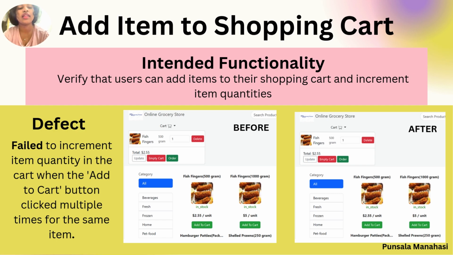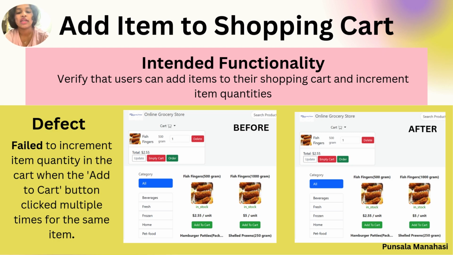Hello, I'm Punsala, and I'm going to discuss the add item to shopping cart functionality and a defect that we discovered. The intended purpose of this feature is to allow users to add items to their shopping cart and have the quantity increase each time they add the same item. This is essential for users to view accurate quantities, unit prices, and the total cost for the items in their cart. However, we identified an issue here.